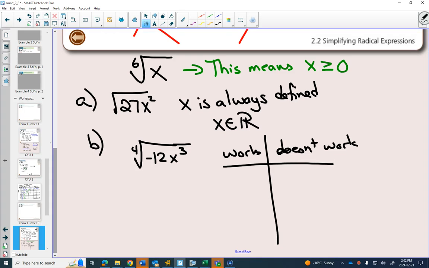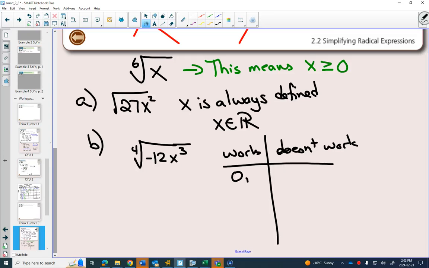Let's start with 0. Can you do 0? Does it work? If I put x as 0, I get 0 cubed, which is 0 times -12 is 0. Can you cube root 0? Yes. So 0 works. We'll just make a list. Can you tell me another one?